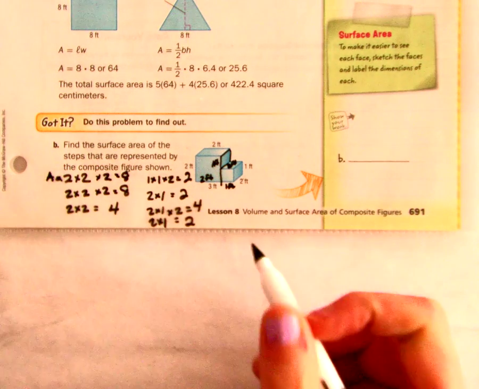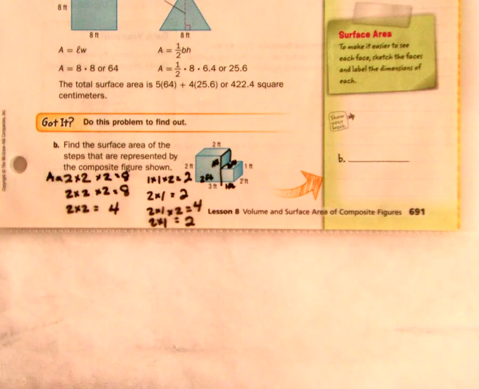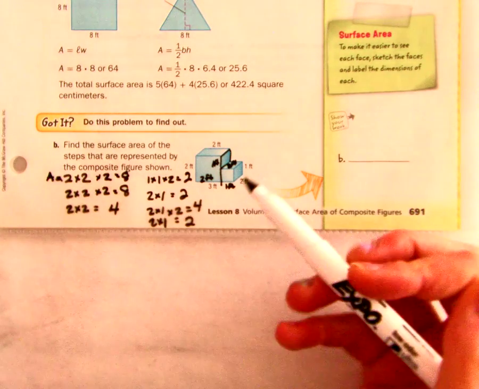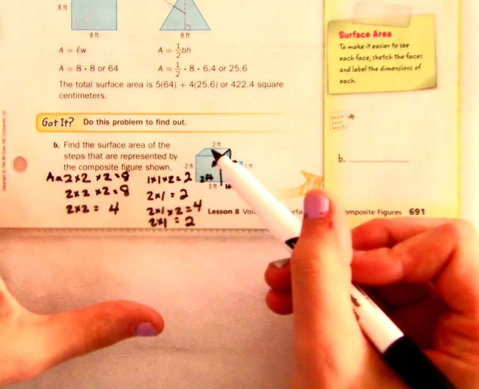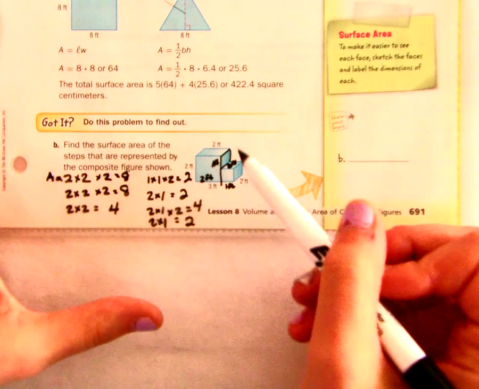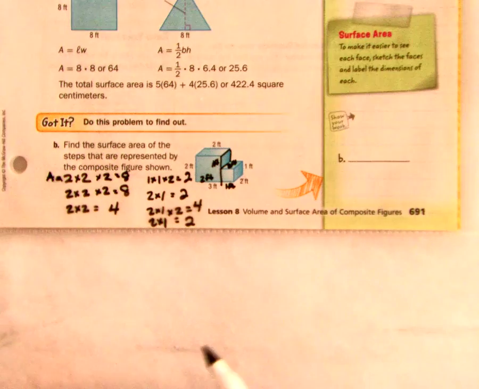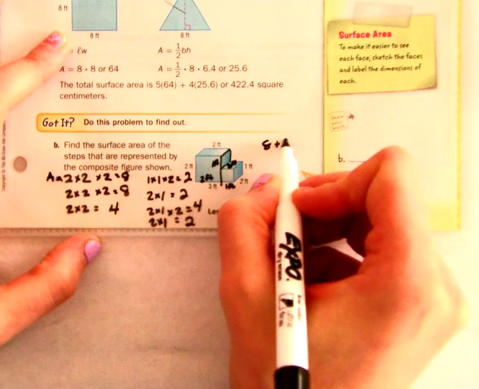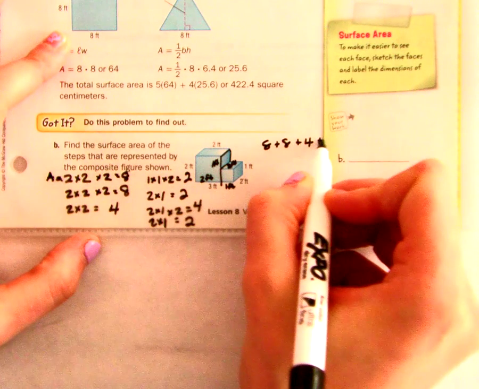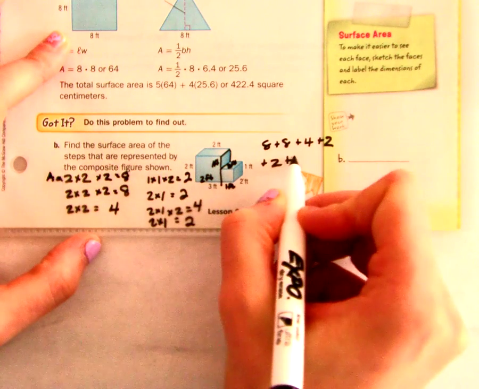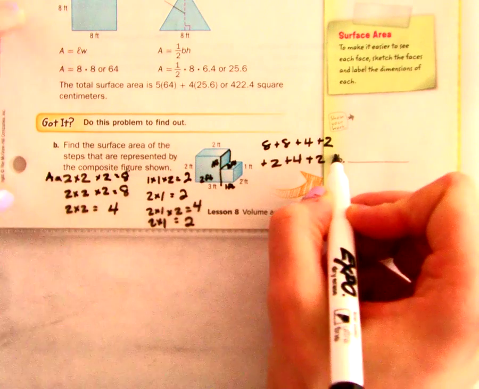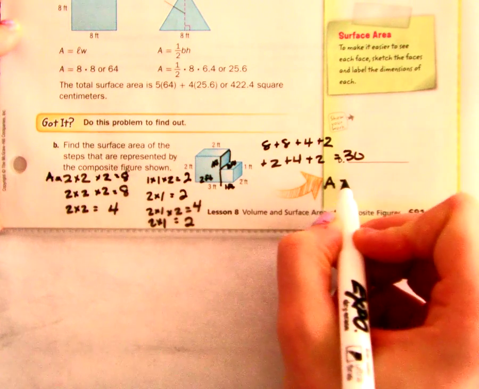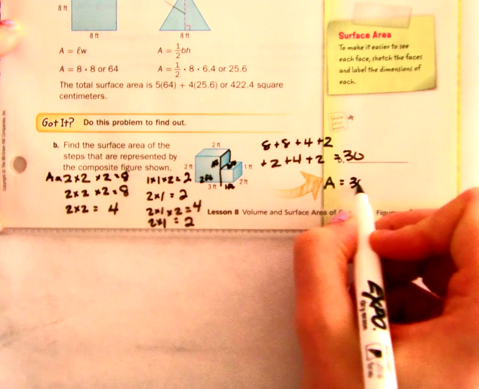Okay? Now again, I can kind of count to see, do I have all my faces? So 2, 4, 5, 6, 7, 8, 9, 10, 11. And if I look at my shape, do I have all my faces? So 1, 2, 3, 4, 5, 6, 7, 8, 9, 10, 11. Yes, I have them all. Once I have all my faces, now I can go ahead and add them. So I have 8 plus 8 plus 4 plus 2 plus 2 plus 4 plus 2. And that equals 30. So we would say the area of this figure is 30 feet squared.